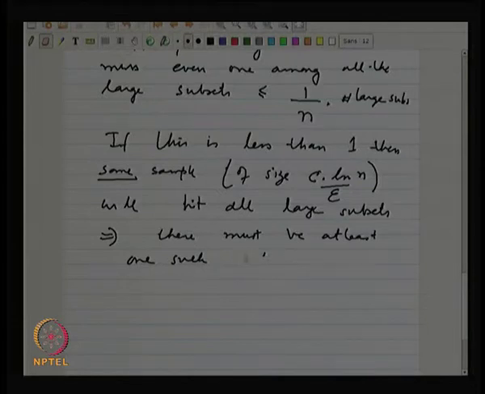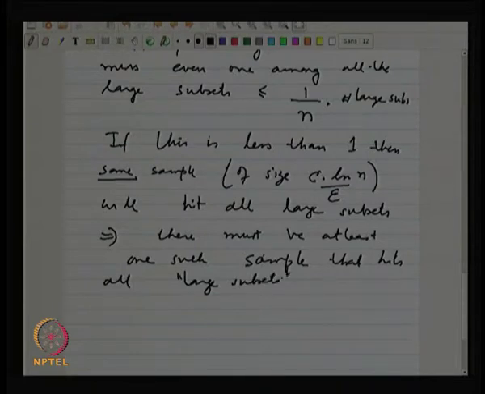So there must be at least one such sample that hits all large subsets. This is an existential proof that there must be at least one such subset, otherwise the probability cannot be strictly less than 1. There has to be something by which we can succeed to hit all the large subsets. Okay, so that is an existential proof.